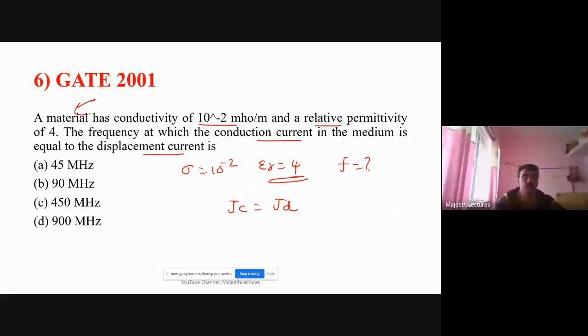So 45 megahertz, right? So option A is the right answer. Clear?